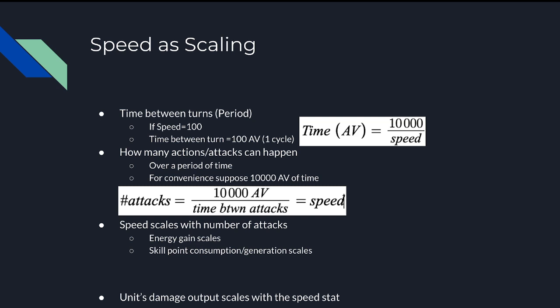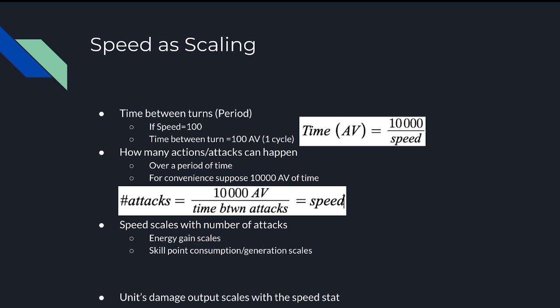It'll scale your energy gains because as you're doing more and more attacks, you get a faster rotation. Your energy stays the same. Your skill consumption is also at a constant rate because each time you go, you either generate or you use a skill point. So the unit's damage scales with the speed stat. This is a general rule for most DPS units.